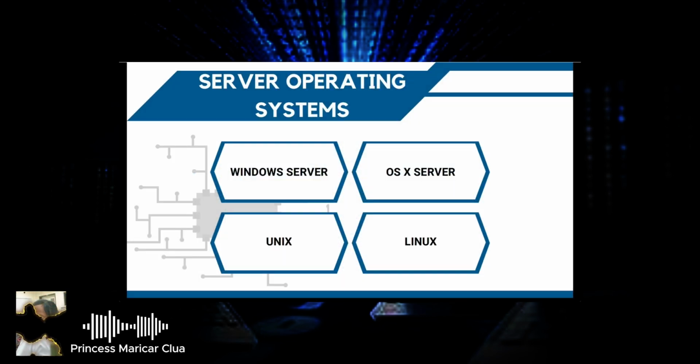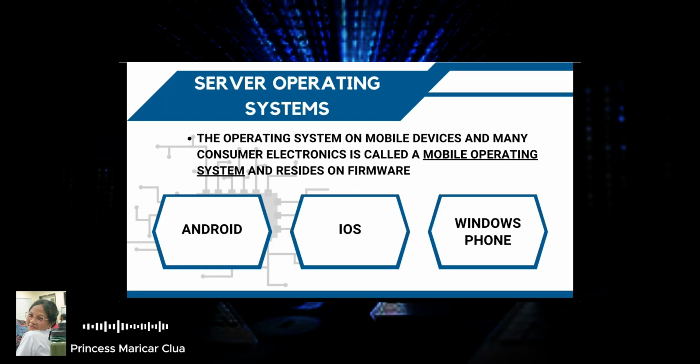The operating system on mobile devices and many consumer electronics is called a mobile operating system. A mobile operating system is software that runs on mobile devices such as smartphones, tablets, and some consumer electronics. There are three examples of mobile operating systems: Android, iOS, and Windows Phone. So the first example is Android.